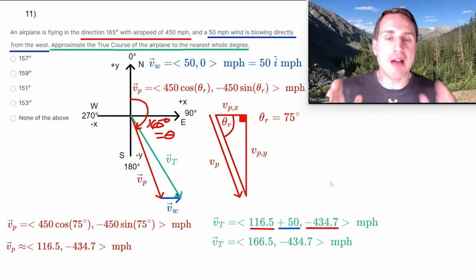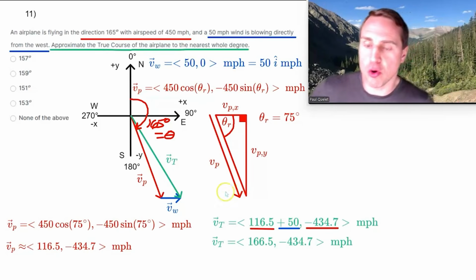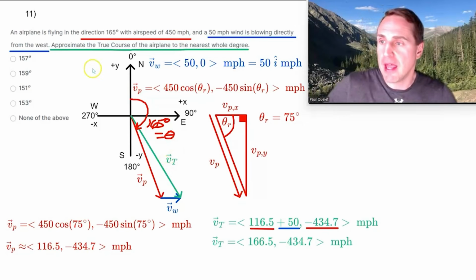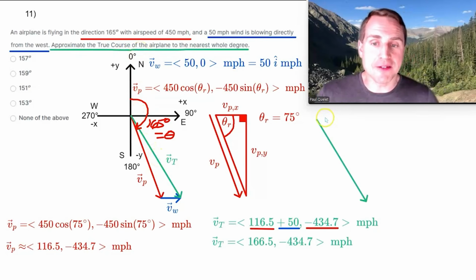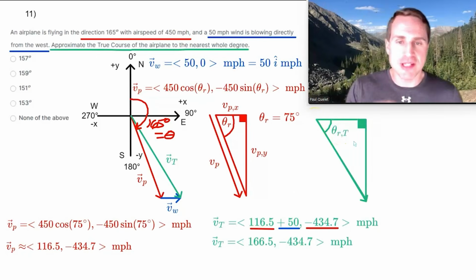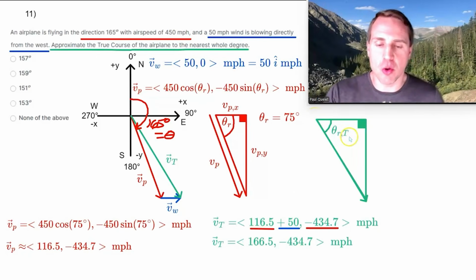Okay, so now we have the vector components of the total velocity of the airplane, and we want to approximate the true course of the airplane's heading. Now notice what we're asked to find is the reference angle and thus the full angle of the heading. So I'm going to call this theta RT, R for reference, T for total. And then we need to find this angle.